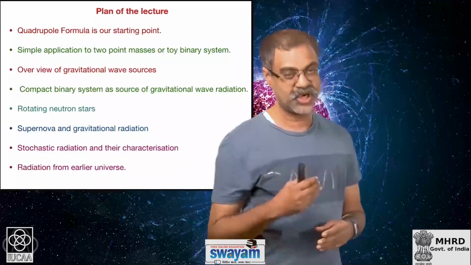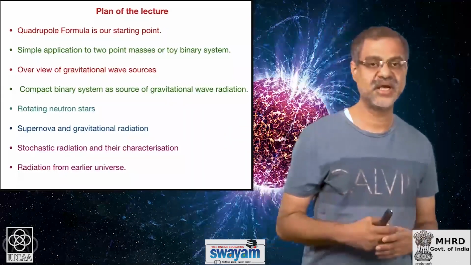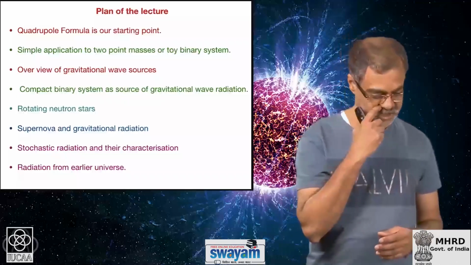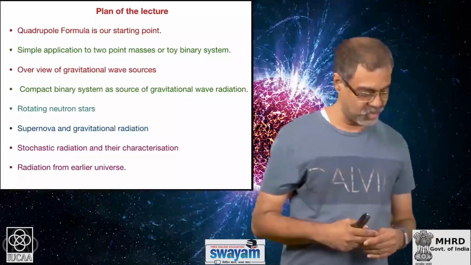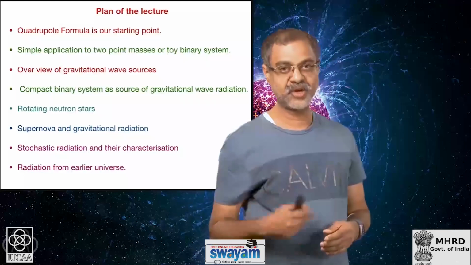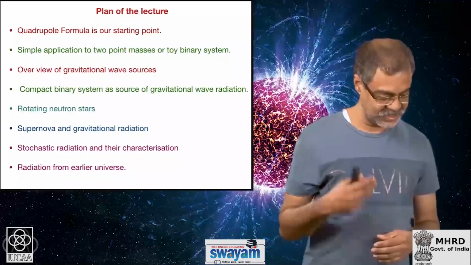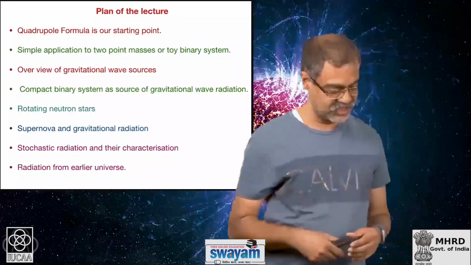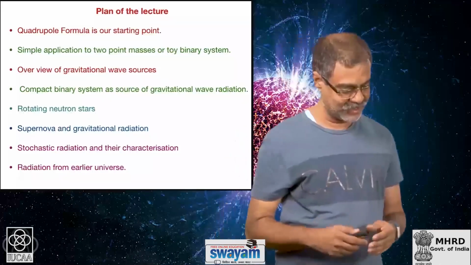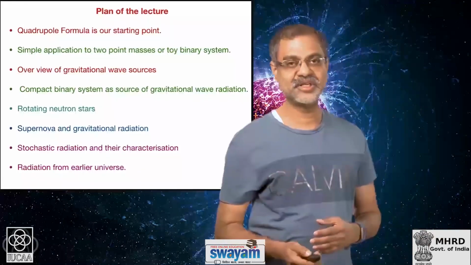This includes compact binaries such as binary black holes or neutron stars, which are the most popular sources, then rotating neutron stars, and gravitational radiation from supernovae and from the entire universe itself.